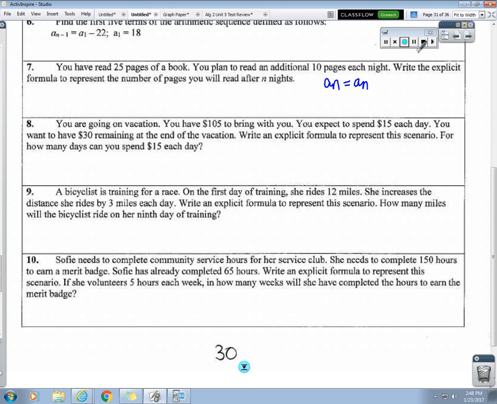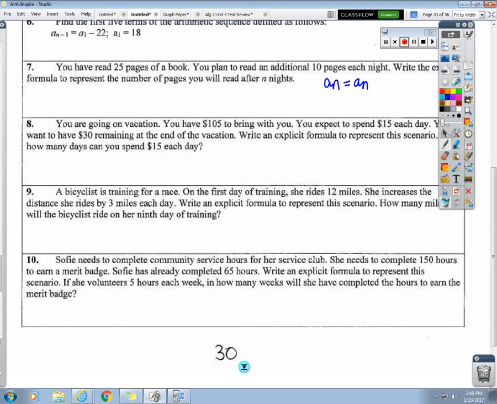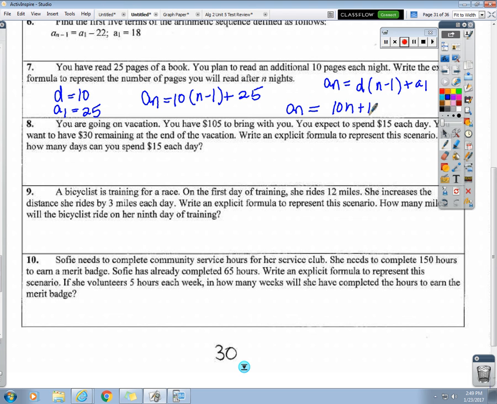Well, to do that, don't you have to know the D and the a sub 1? The D would be 10, because she's going up by 10 pages per night, and the a sub 1 would be 25. So then you would just plug them in. A sub n equals 10 times n minus 1 plus 25. And then you would simplify it, and you would end up with a sub n equals 10n minus 10, but then minus 10 plus 25 is 10n plus 15.